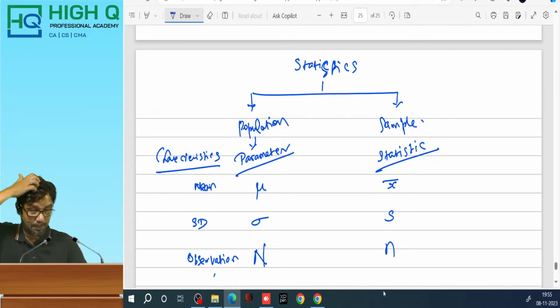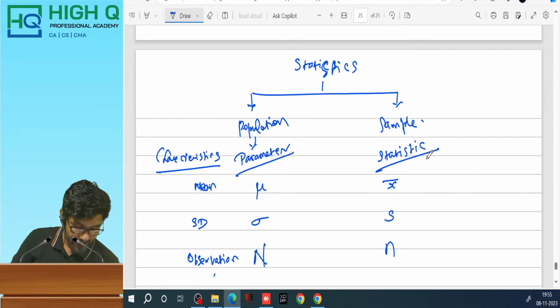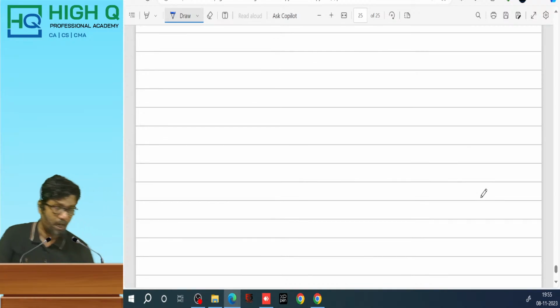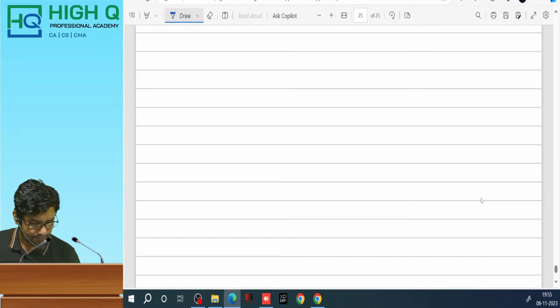When it denotes a sample, it is a statistic. Guys, you all understand this? Say yes or no. Are you all understanding or not? Yes. Now, next one.